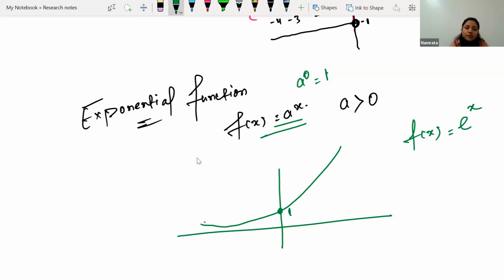This is the graph of the exponential function, and here also you can see it is continuous. So we can say the exponential function is continuous for all x belongs to R. It is continuous at all real numbers.